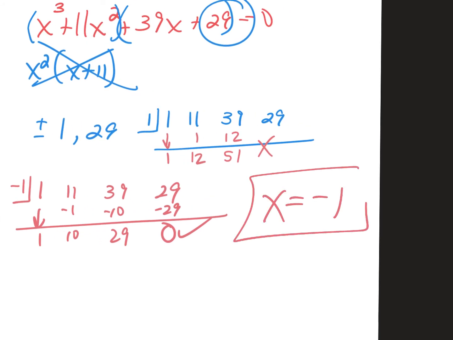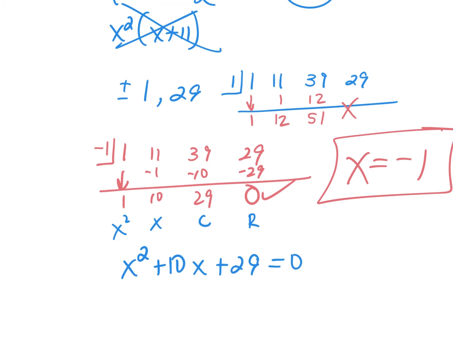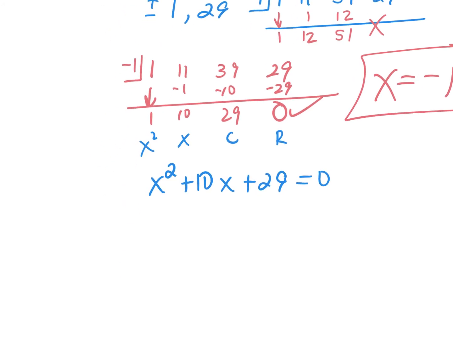So x equals negative 1. That's one of my zeros. How many should I have? 3. So this is my resulting polynomial. We should remember this. This is my remainder, my constant, x, and x squared. So my resulting polynomial is x squared plus 10x plus 29 equals 0. So now we go through the whole process again. GCF? No. Trinomial? Yes. Can I factor it?